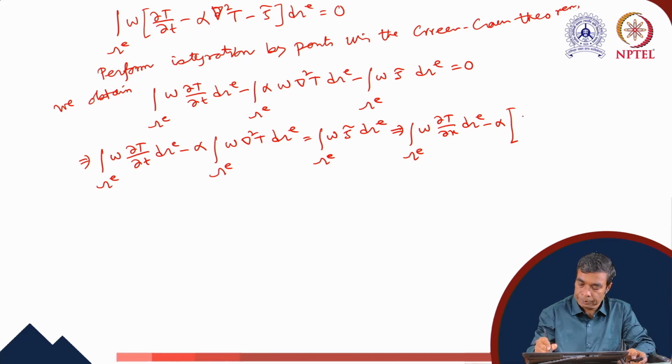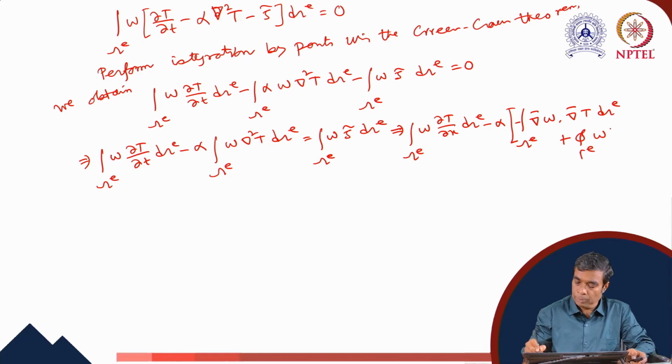minus integration over omega e gradient of w dot gradient of temperature d omega e plus boundary integral over gamma e w del t del n d gamma e. This is equal to integration over omega e w s tilde d omega e.